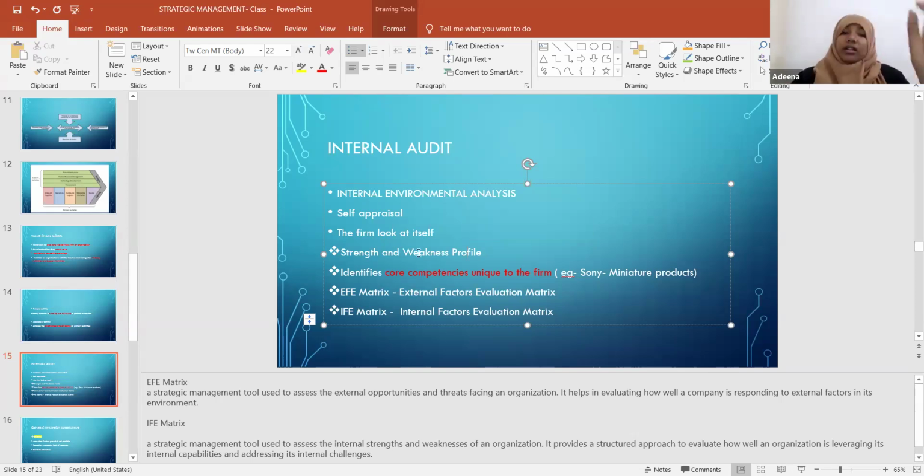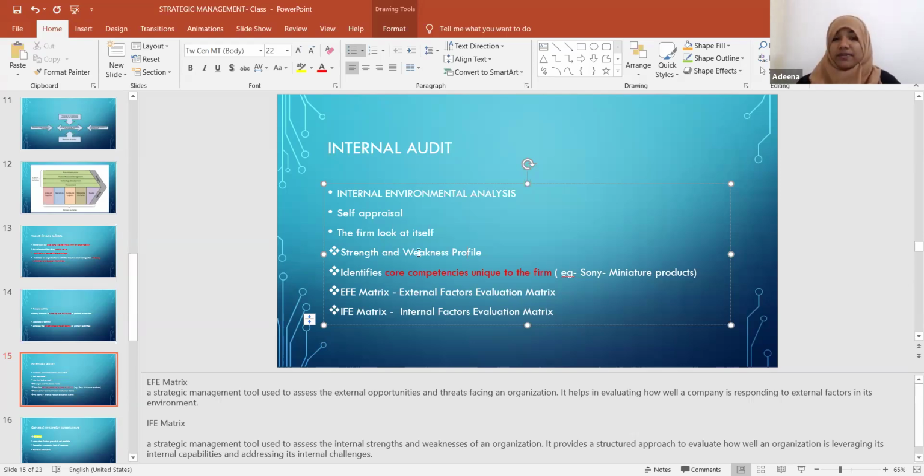In this stage, the organization identifies the core competencies. Core competencies means the key performance indicators, or the organization's best qualities that could help the organization survive. For example, miniature products for Sony. Sony's core competence is miniature products, so they have a better hand in miniature products than any of their competitors. So this is unique to the firm. They analyze their strengths and weaknesses, do a self-appraisal of where the organization stands, and try to improve from that level while setting their strategy itself.